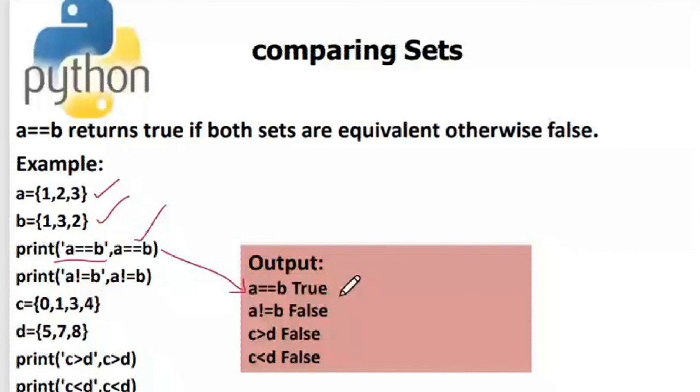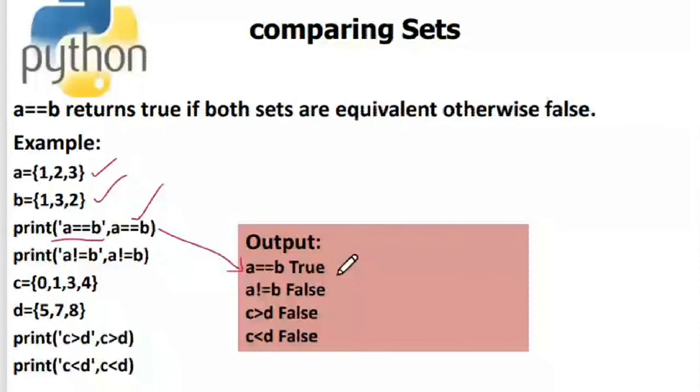Now I am checking for A not equal to B, which will return true if they are not equal, false otherwise. Then I have taken two sets, C equal to 0, 1, 3, 4 and D equal to 5, 7, 8. There is no relation at all between the C set and D set, so all the outcomes that I'm getting are false.